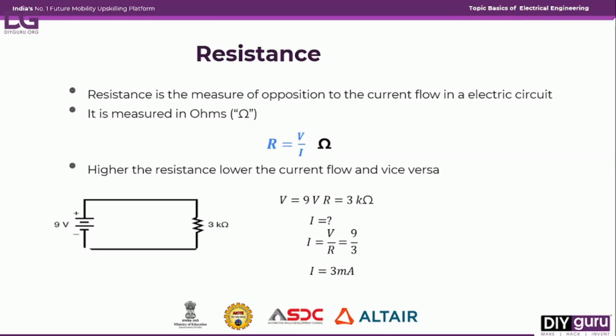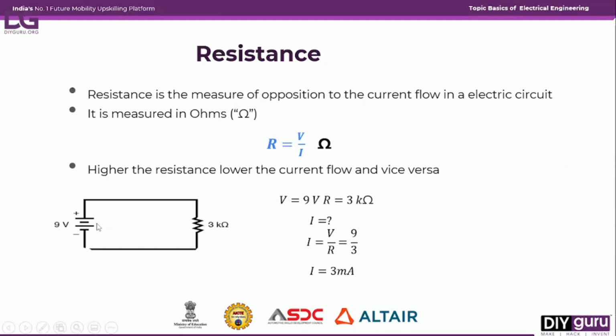Okay. So here the resistance and the current are inversely proportional. When you have a higher resistance, there will be a very low amount of current flowing through the circuit. And if you have a very low resistance, then we can say a larger amount of current flows through the circuit.